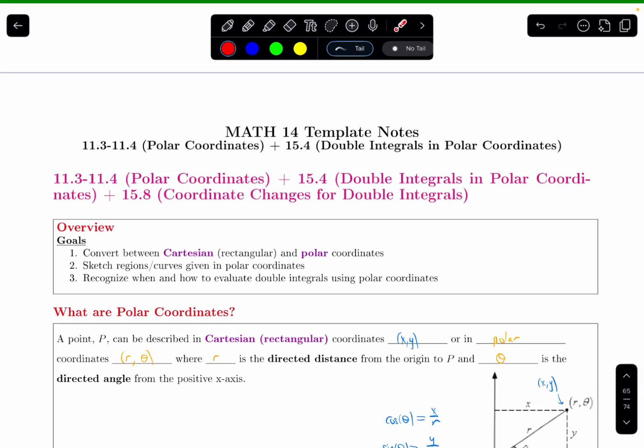So in terms of our goals for this section, we finished the first goal, talking about how we can convert from Cartesian form to polar form. In the next video, we'll learn how we can sketch regions and curves that are given to us in polar coordinates.